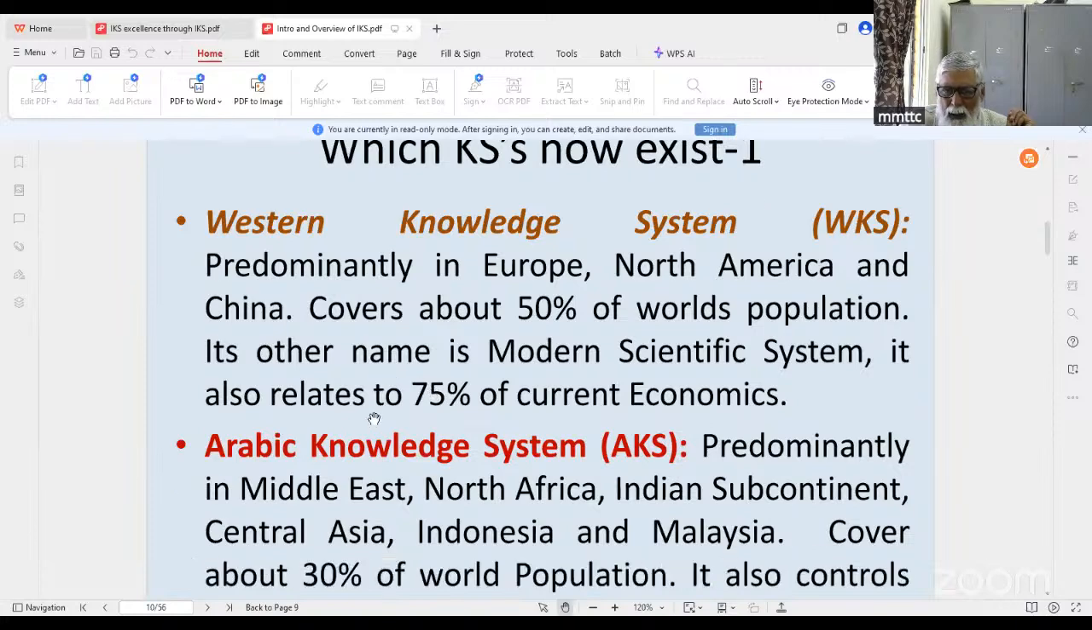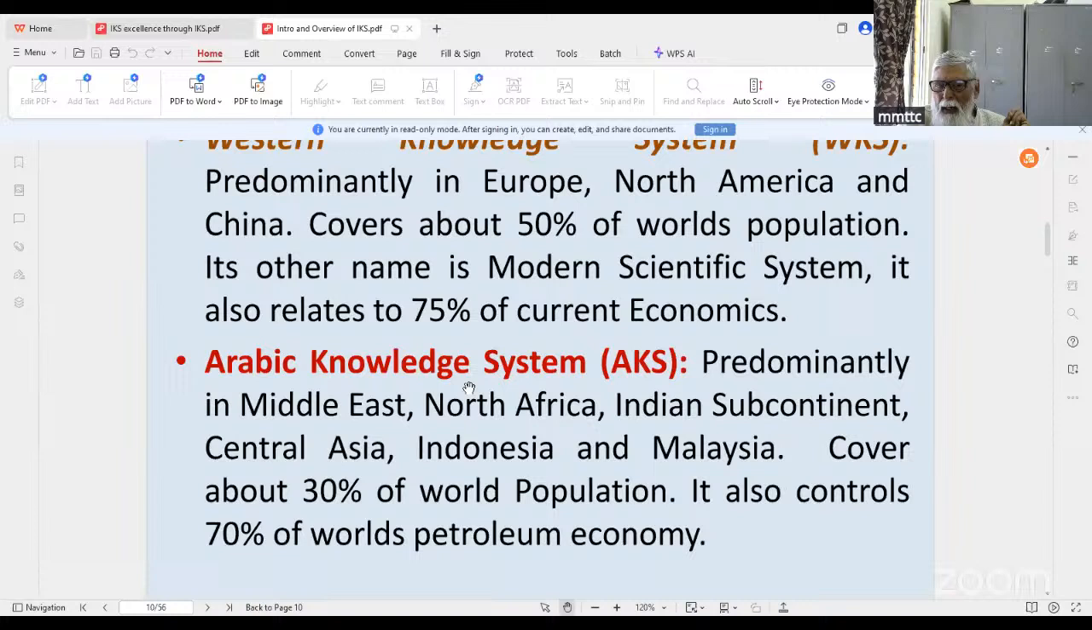There are other knowledge systems like the AKS, Arabic knowledge system, predominantly found in the Middle East, North Africa, a little in the Indian subcontinent, Central Asia, Indonesia, and Malaysia.